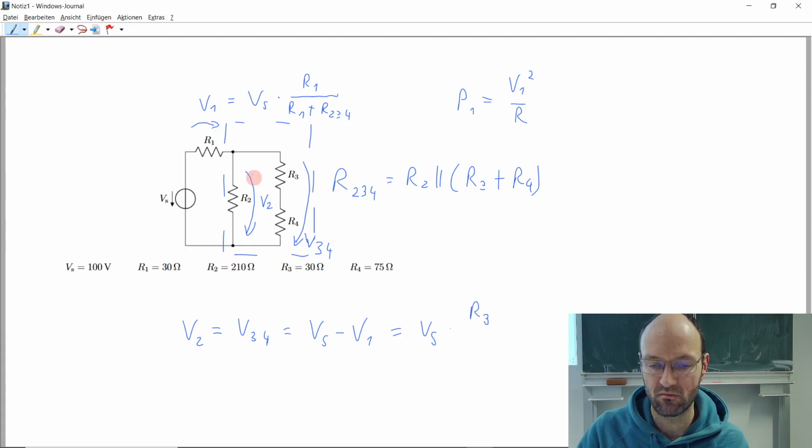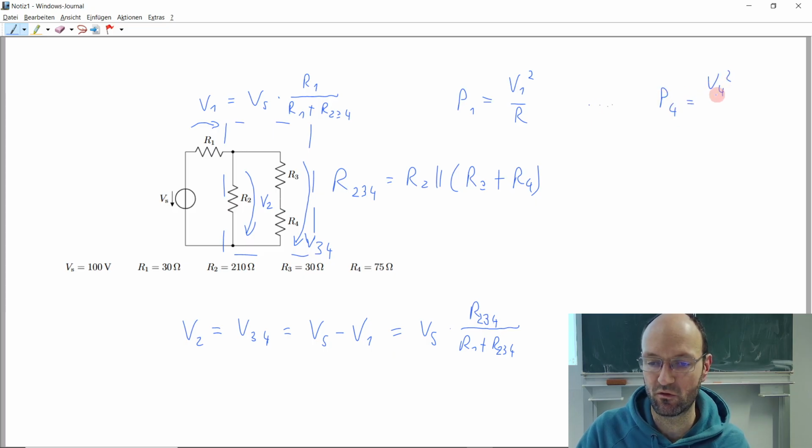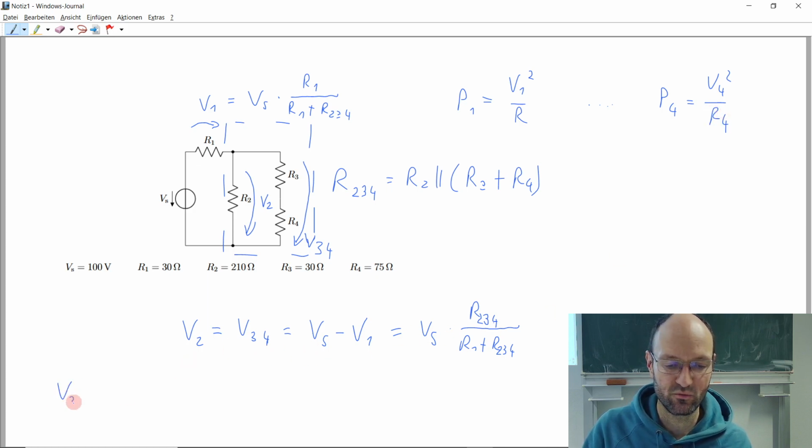But this should work, and the other way, writing it down with some voltage divider, would be we take this resistance R34, the partial resistance divided by, once again, the total resistance, R234. And then we get this voltage. And then we could do the same equation also for P2 until P4 equals V4 squared divided by R4. And then the question is, how do we get V3 and how do we get V4?